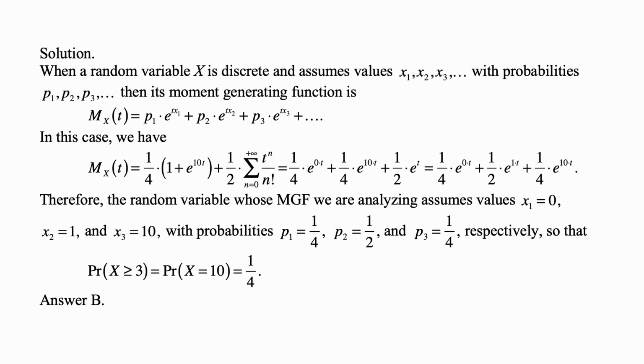And the probability that x is greater than or equal to 3 is the probability that x is 10, because the other two possible values are 0 and 1. And notice that these probabilities, of course, add up to 1. So these are the only possible values of this random variable. So x is greater than or equal to 3 if and only if it is equal to 10, and that happens with probability 1/4. Therefore, that's our answer.